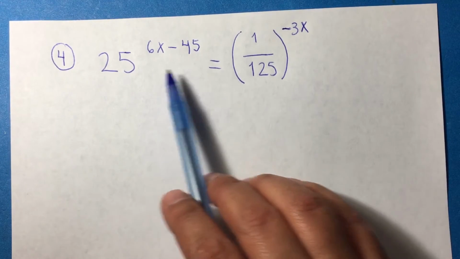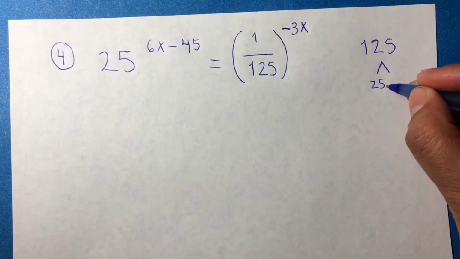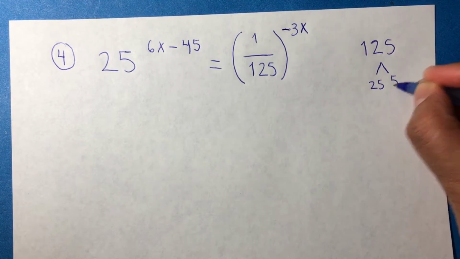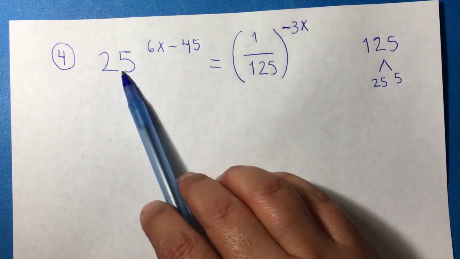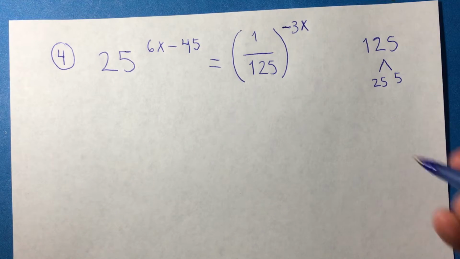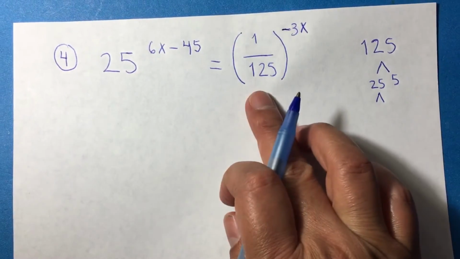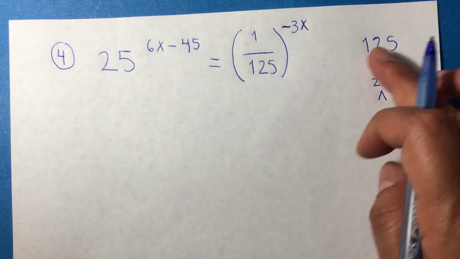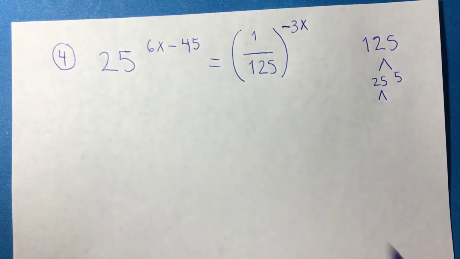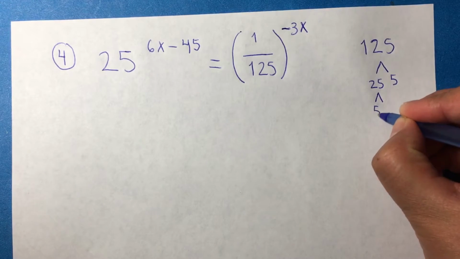For number 4, if you notice, if I divide 125 by 25, I get 5. And what I need is to get repeated of the smaller base. What does that mean? That means that I'm going to have to factor both the 25 and the 125 because I cannot just divide it by the smaller base. So in here, we will have to do prime factorization.